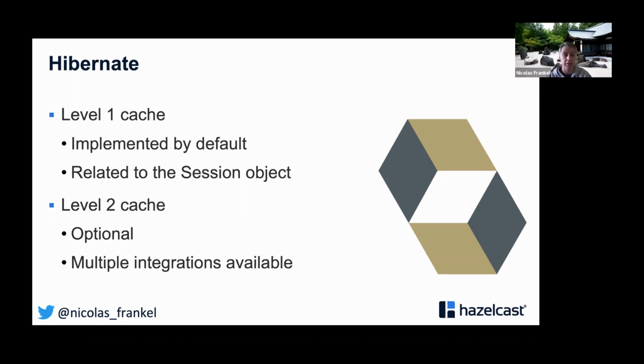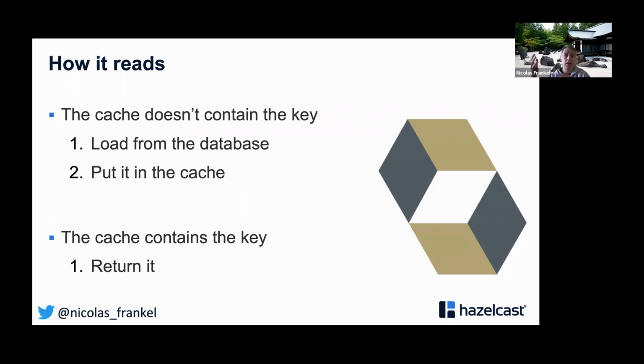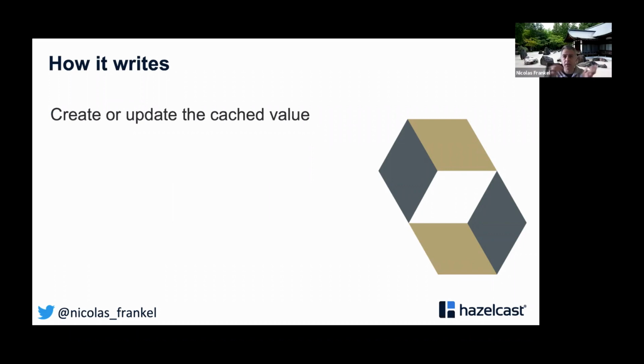There are multiple integrations available. And how does it work? Well, it works like a cache-through. Basically, you call Hibernate, and if the L2 cache doesn't contain the key, it loads it from the database, puts it in the cache, and the next time it contains the key, you ask Hibernate for the value, and it returns it from the L2 cache. And for the writes, once you write something, it puts it into the cache, and afterwards to the database. So everything is handled automatically for you.